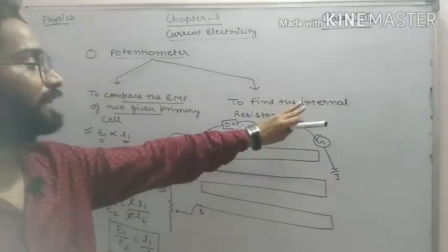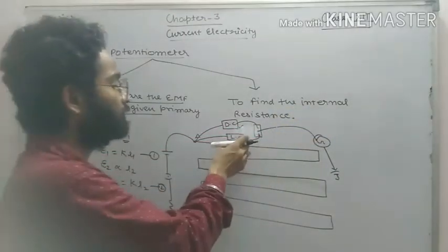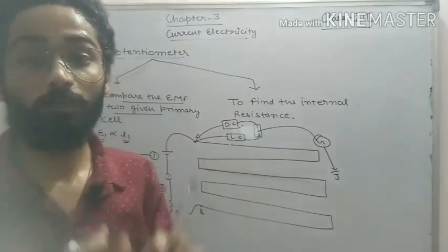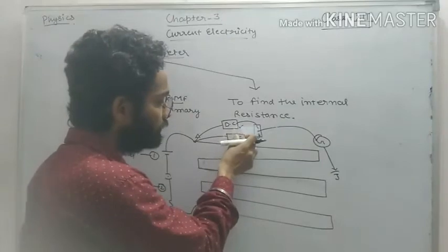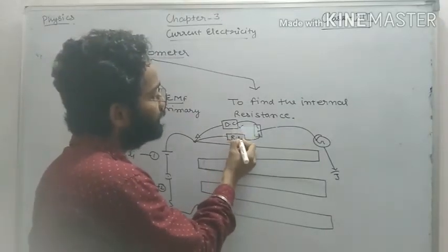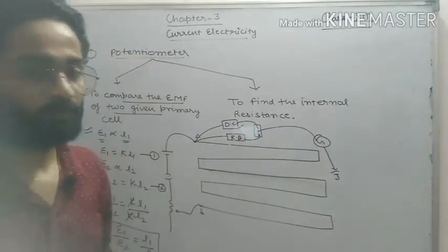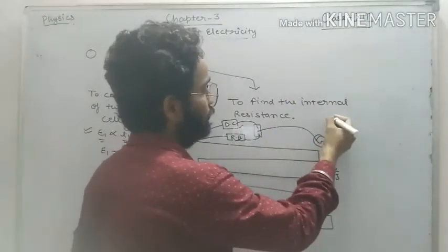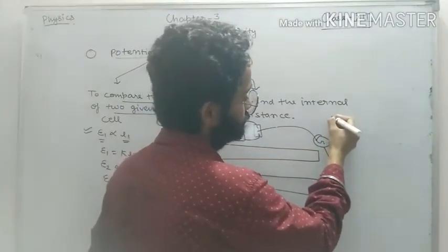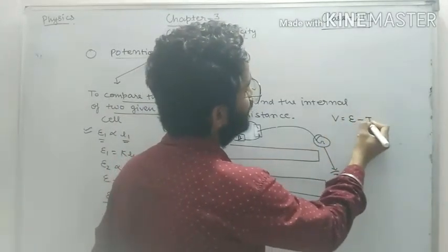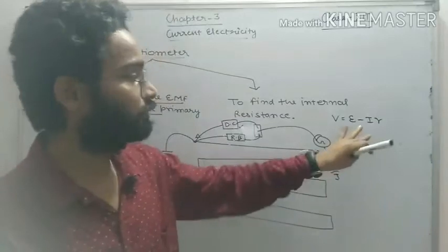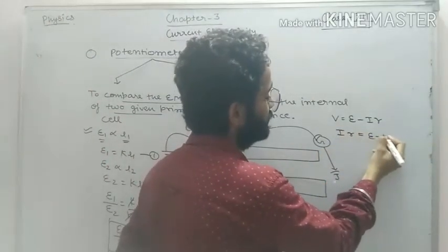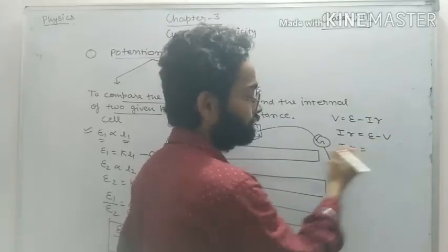And to find the internal resistance of the cell, we have to use only one cell, and the second one would be a resistance box. The whole circuit would be the same. We use a resistance box in place of the other primary cell, and we can easily find that V is equal to E minus Ir. We know this formula, V is equal to E minus Ir. By using this formula, we can find the relation.